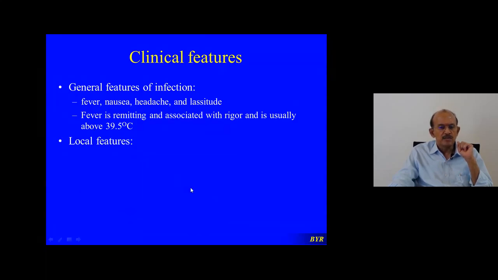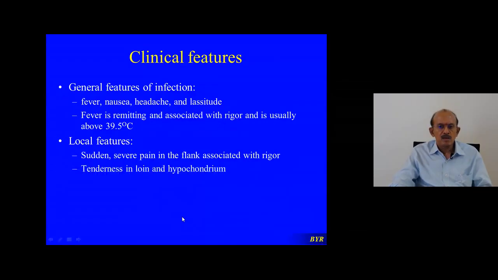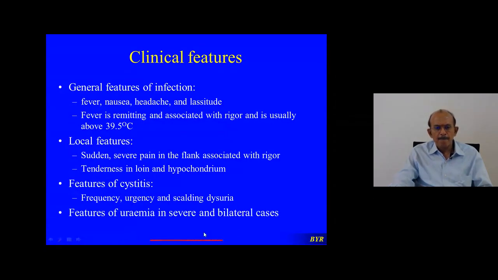Local features: sudden severe pain in the flank associated with rigor. Tenderness in the loin and hypochondriac region. There may be associated features of cystitis, like frequency, urgency, and scalding dysuria. If the case is bilateral and severe, patients can go into acute renal failure.